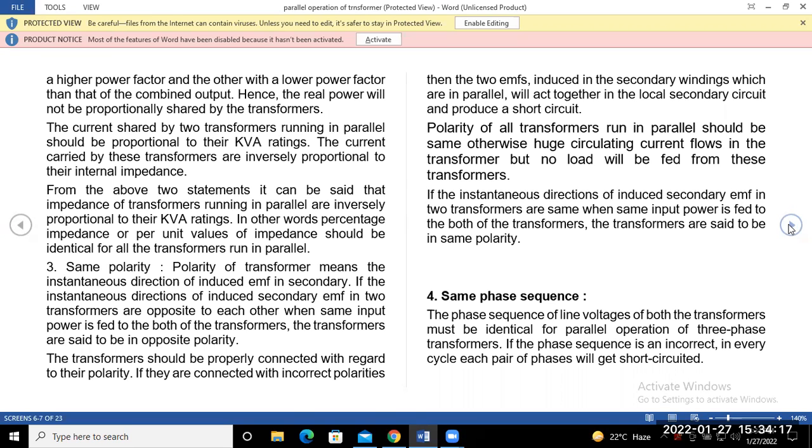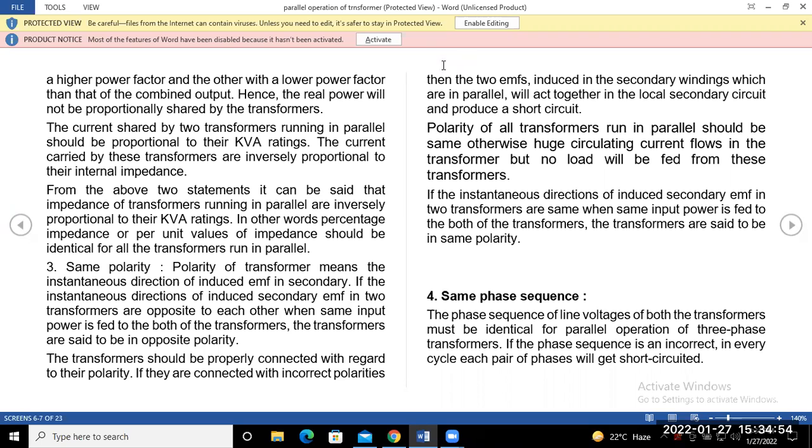So the transformers are said to be of opposite polarity. Just try to be concerned about their polarity: the primary side polarity and the secondary side positive and negative terminals of the transformer. And also the phase sequence, that means a three-phase transformer has three phases, RYB, or maybe represented by ABC, whatever you want to use. So you also mention their phase sequence, RYB, in the primary and secondary.